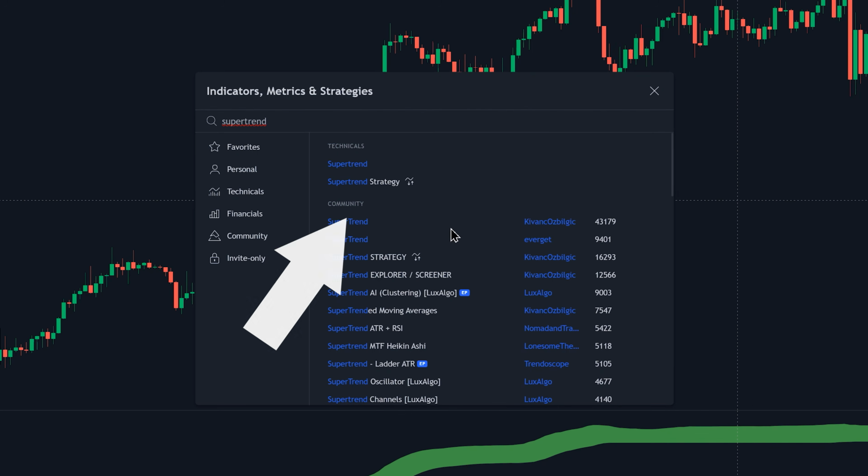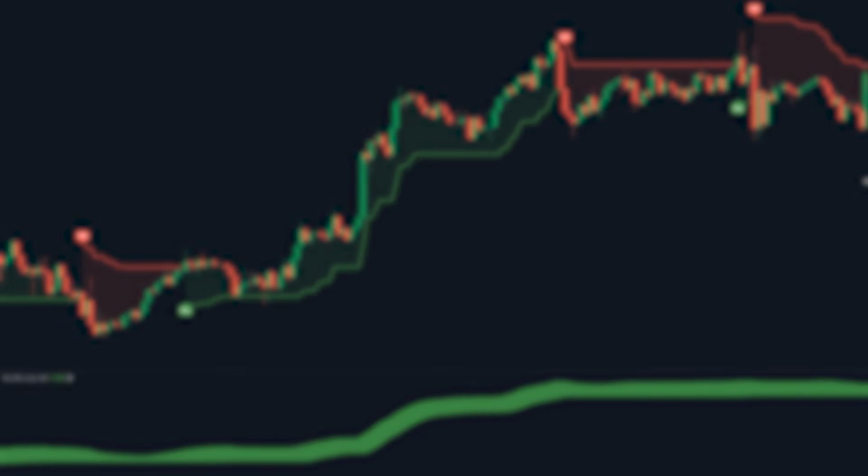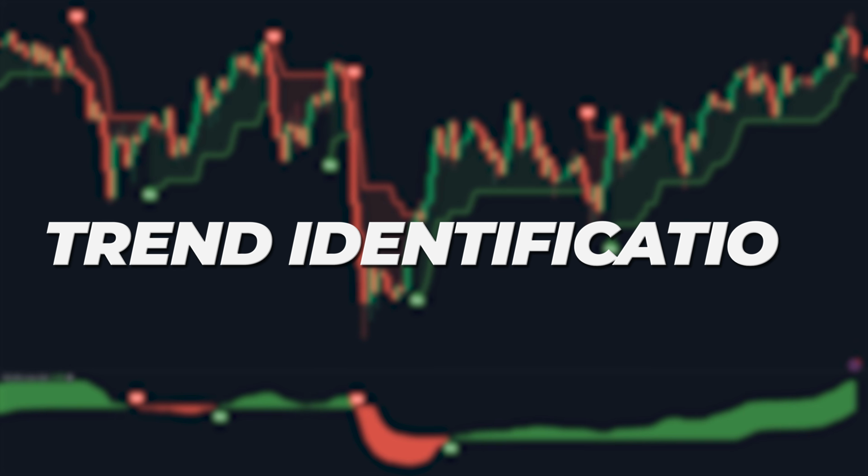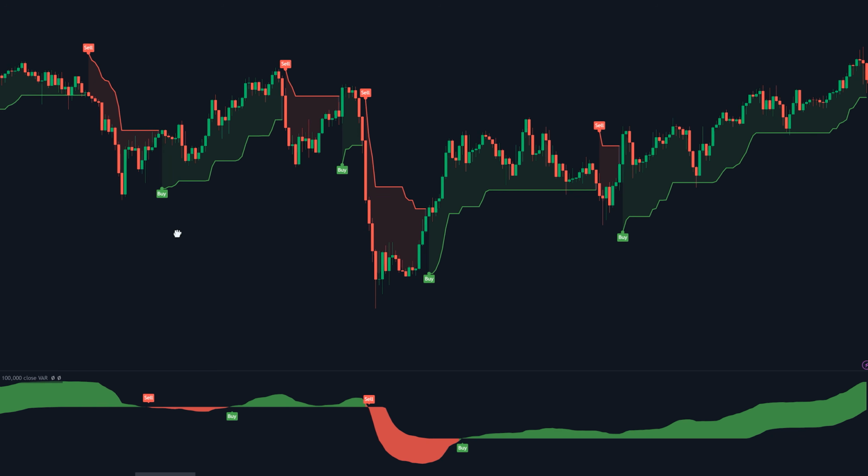Let's go with this one by Kevin. The Supertrend indicator is one of the most popular ATR-based trend indicators. It's used for trend identification, and that is exactly how we're going to be using it in our strategy.